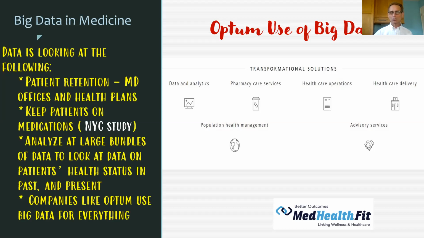So big data allows companies to look at large bundles of information and look at data on a patient's health status, both in the past and in the present, and see if there are any types of treatments, medical procedures, et cetera, that could be done that might be in the best interest of them. And perhaps they might choose one option versus another, which may be less expensive. Or they may choose some sort of an outpatient procedure versus in-hospital, which would also be cost savings. So companies like Optum use big data for all aspects of their healthcare solutions.